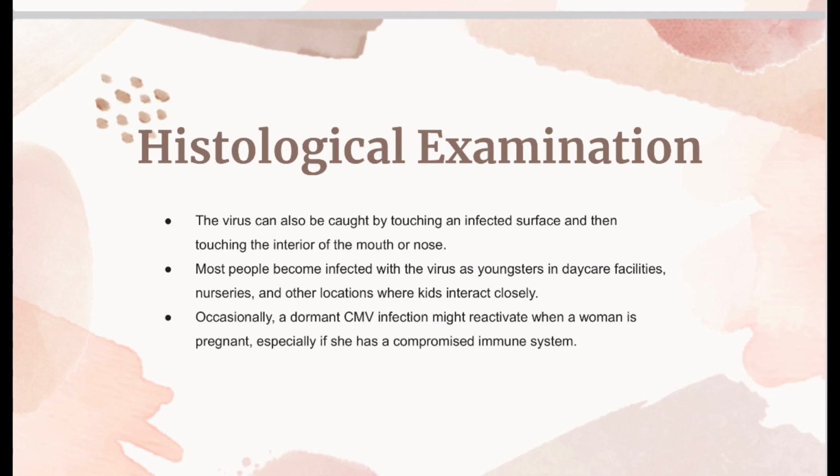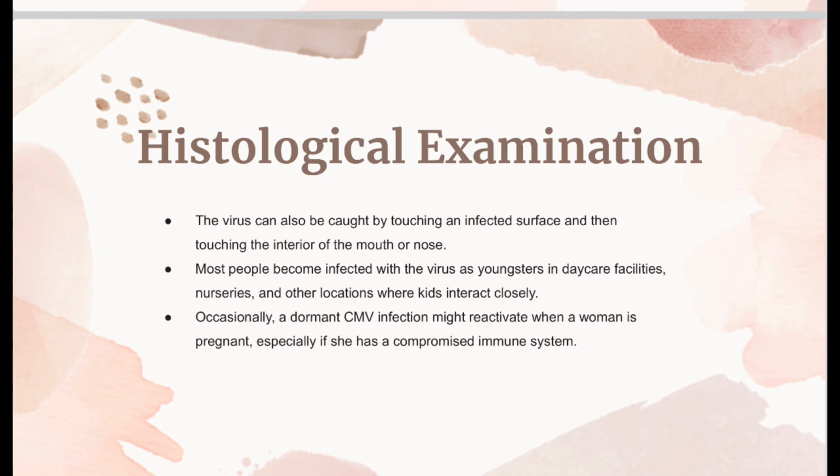Most humans contract the virus during childhood at daycare centers, nurseries, and other places where children come into close contact with each other. However, by this age, the child's immune system can normally deal with an infection. Recurring cytomegalovirus can occur in people with a weakened immune system due to HIV, organ transplantation, chemotherapy, or taking oral steroids for over 3 months.